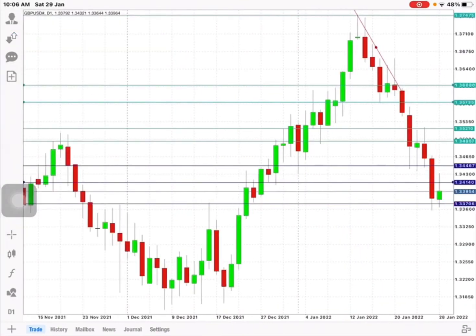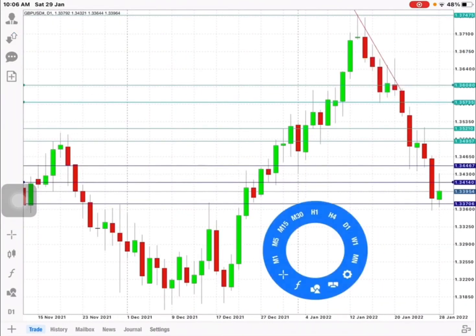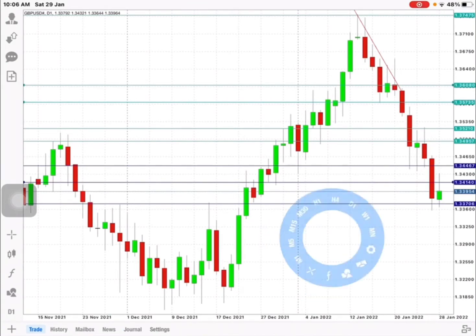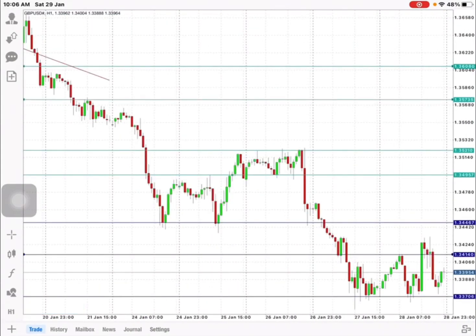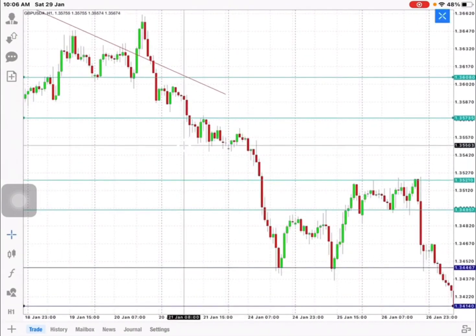Okay guys, for pound, as I told you guys, I'm a buyer on USD index. So for pound, I'm a seller. But before that, let me move to H1. In my previous analysis, this was the place I mentioned, I think.